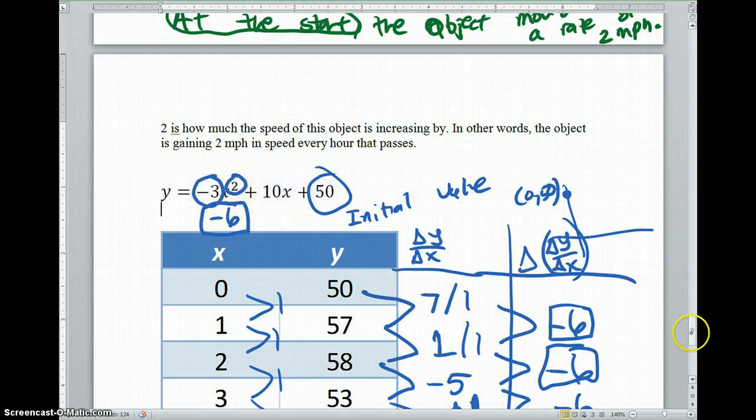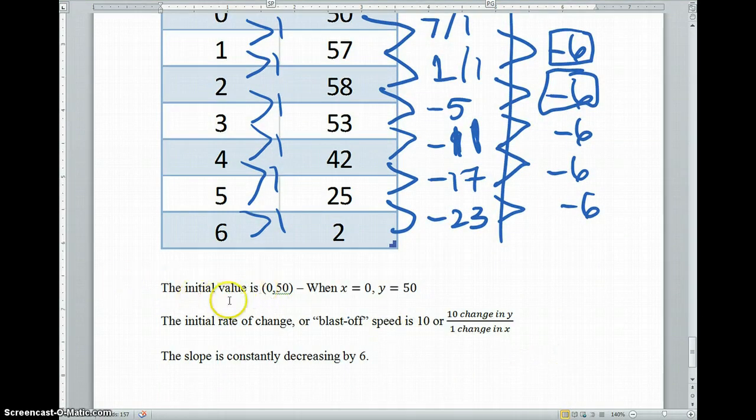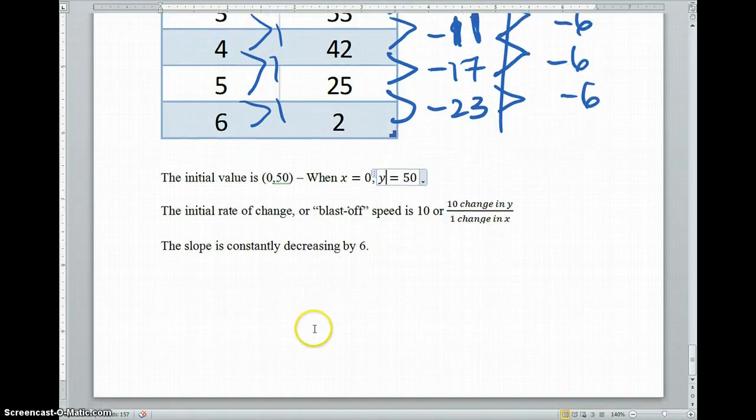So the initial value is the point 0, 50. When x equals 0, y equals 50. We know that the initial rate of change, or what we're calling the blast-off speed, is 10, or a 1 unit change in x produces a 10 unit change in y. And the slope is constantly decreasing by 6.